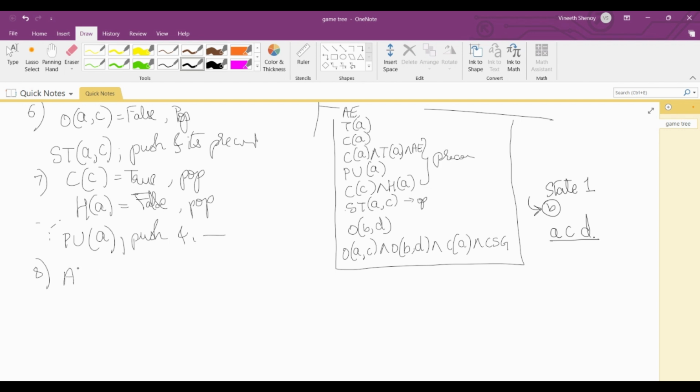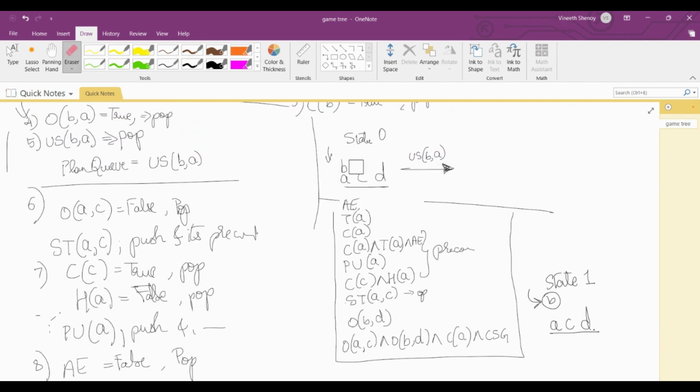The first operation in the stack we have right now is AE. Is the arm empty? No, false. It is false. So we will pop it again. And now we will write the operation that will make the arm empty. We will pop arm empty and we'll push an operation that can make the arm empty. We will remove this precondition stuff as well. It's not required.